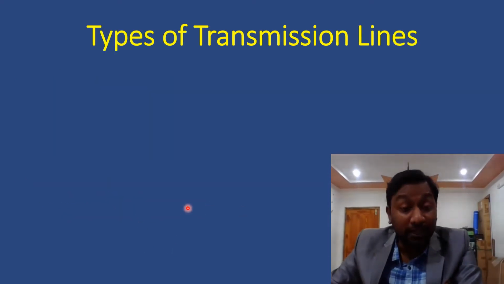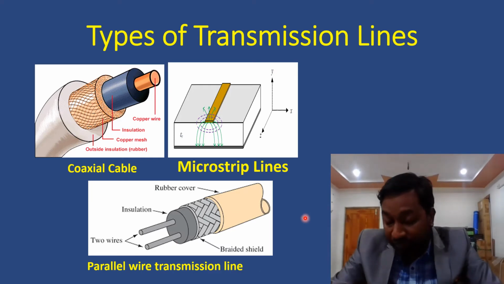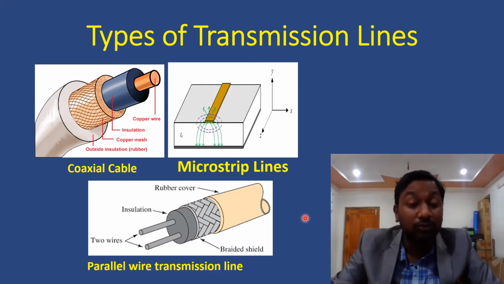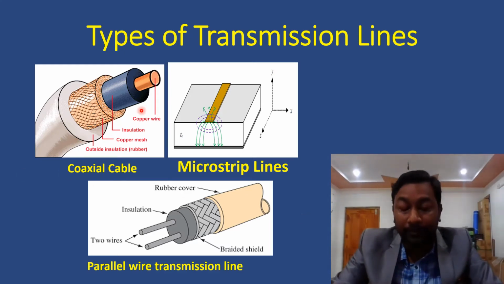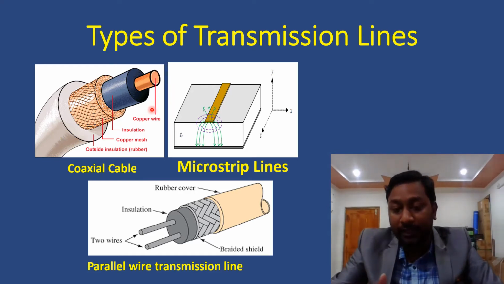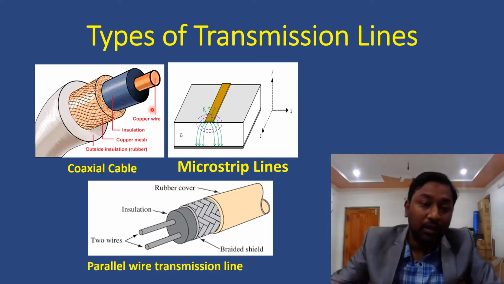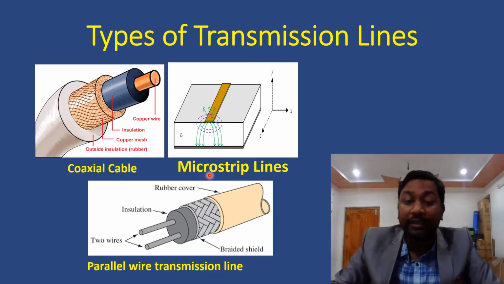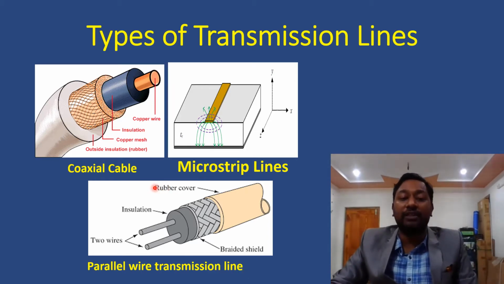The types of transmission line used for very high frequency, generally we have seen coaxial cable, microstrip line, and parallel wire transmission line. Apart from those three, there are other types of transmission lines also used. Coaxial cable is used in our daily life, to connect cable TV. Another type of transmission line is the microstrip line. Another type is the parallel wire transmission line. Those are the different types of transmission line.